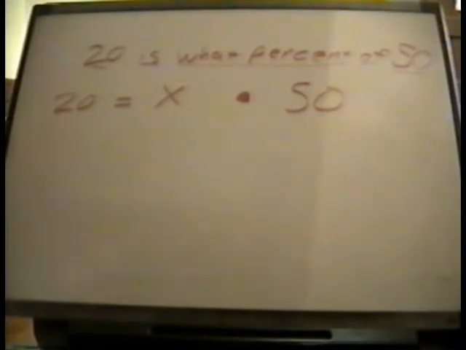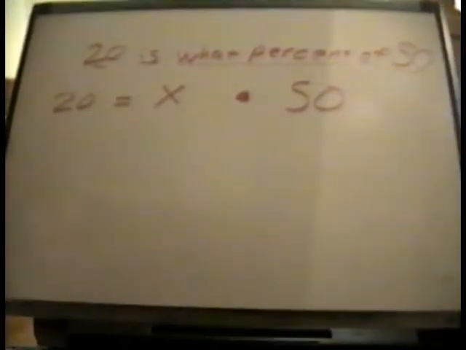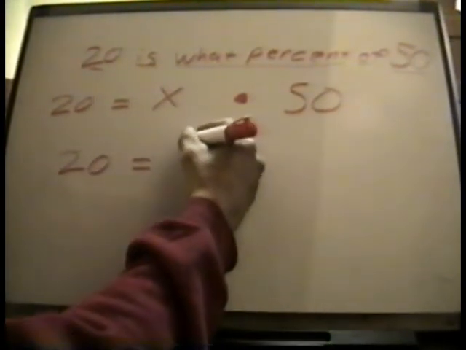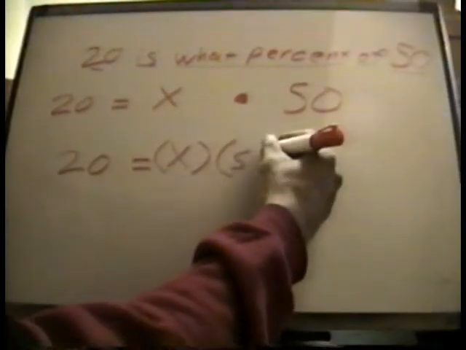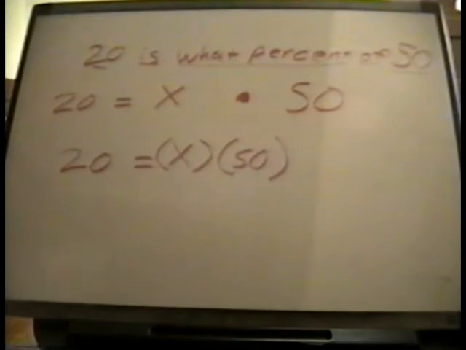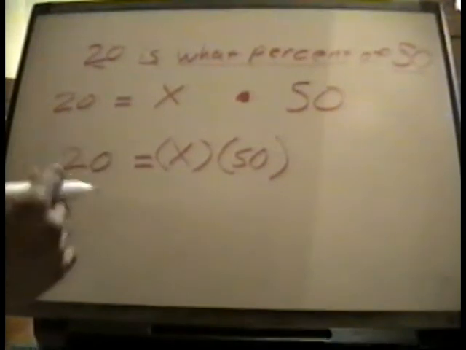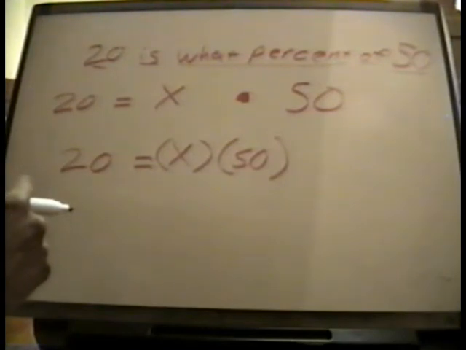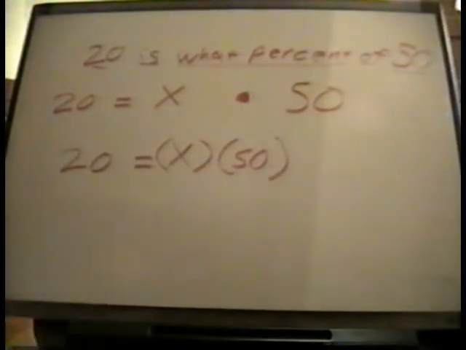So now what do we do? We have 20 equals x times 50, or 20 equals x multiplied by 50. Now, if you need to learn how to rearrange formulas, you should look at my intro to algebra videos to see how to rearrange formulas. It should be something entitled formula rearrangement.